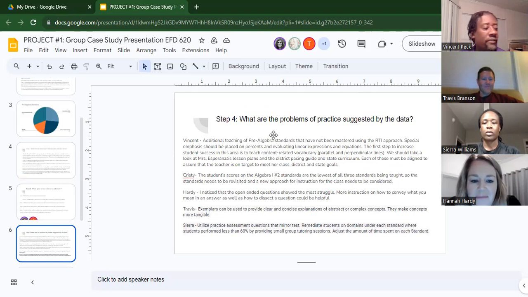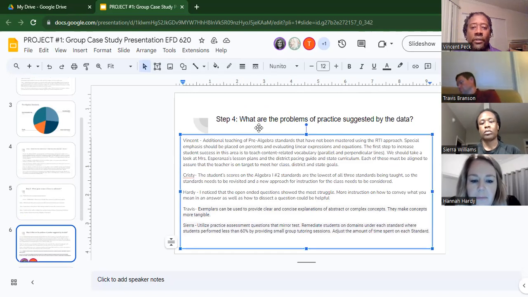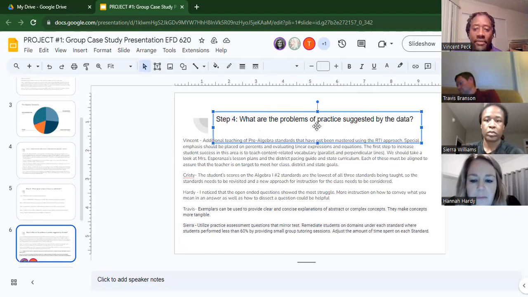Now, I know that we've discussed a lot in previous data meetings being able to measure what it is, think about what it is you want to measure and how you want to measure it. So here are some of the problems suggested by this data.